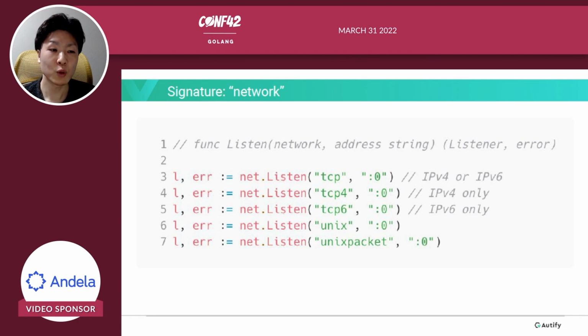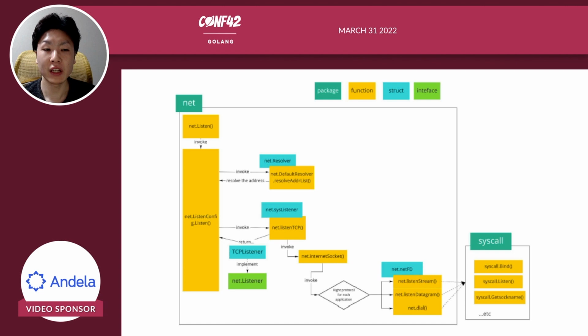Then, let's move on to the inside of the net.Listen function. Here is a diagram visualizing the relevant parts. The two main libraries involved are net and syscall. Subsequent slides will provide more detail.